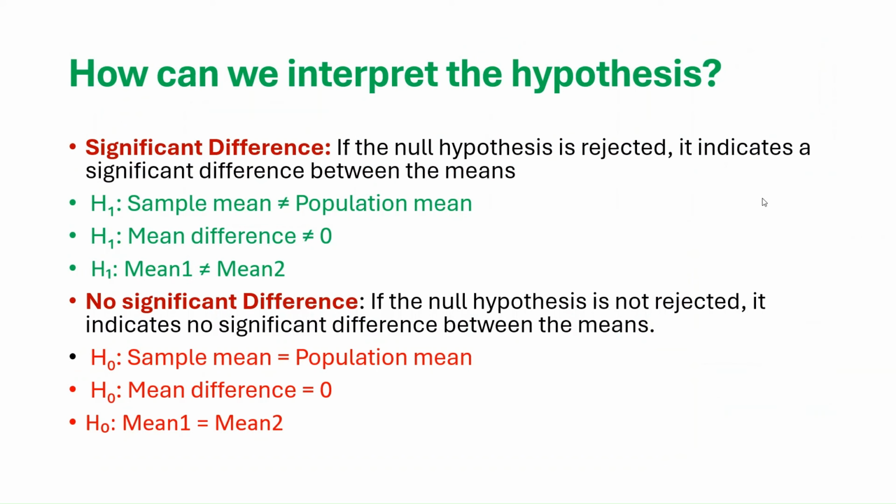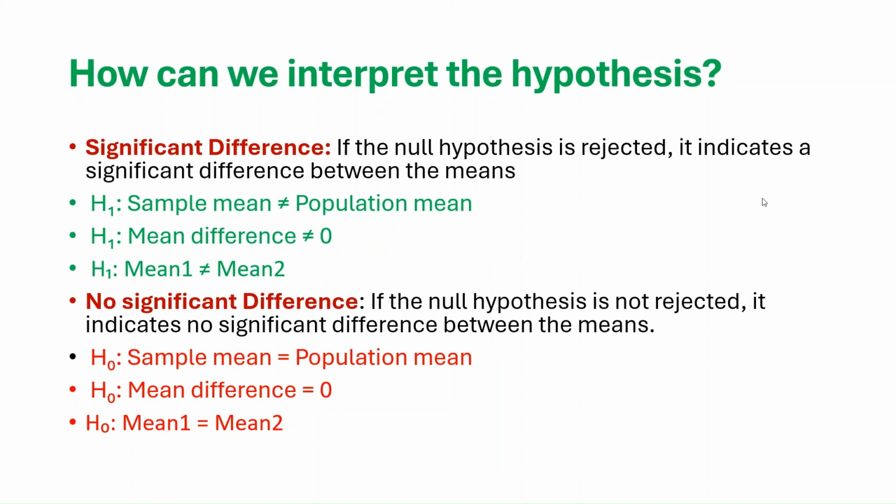And if the mean difference, like before and after, is not equal to zero, that means there is a significant difference. One group is not having the same mean as the other, that means significant differences. If the alternative hypothesis is accepted, that means there is a significant difference. There is no significant difference if the null hypothesis is not rejected. We can say that we failed to reject the null hypothesis. It indicates there is no significant difference between the means.